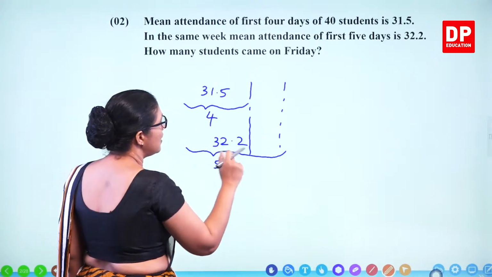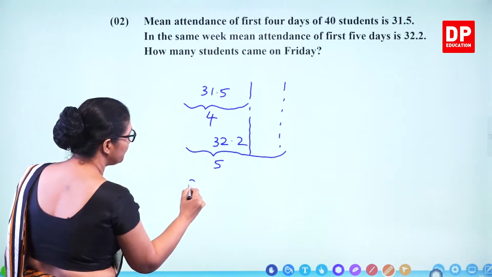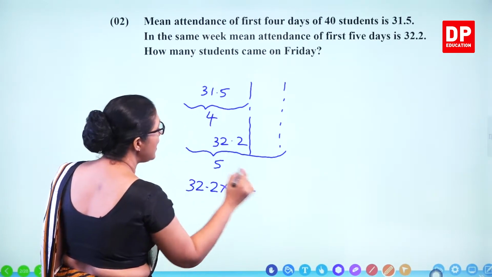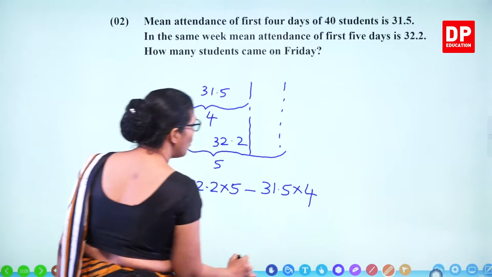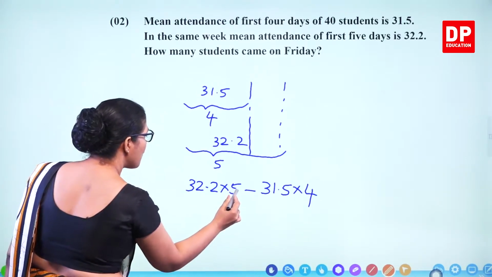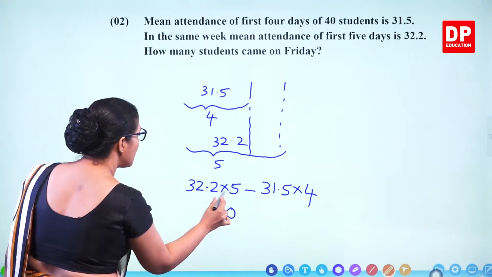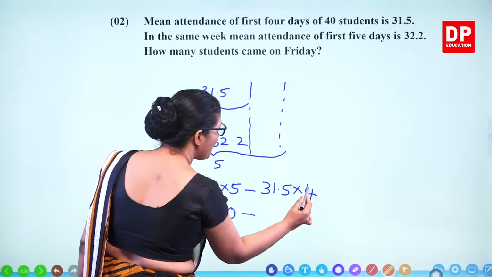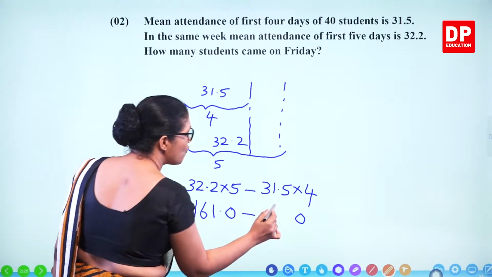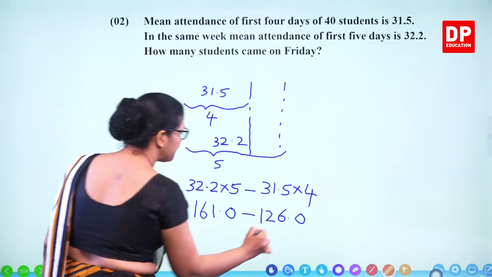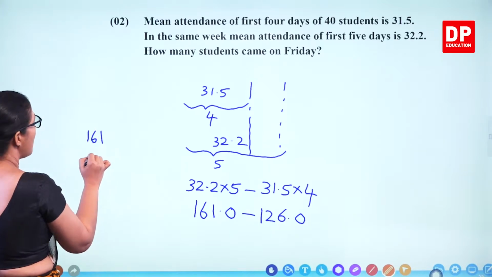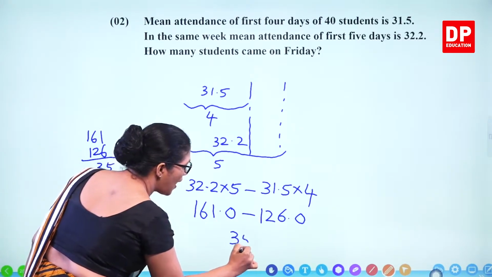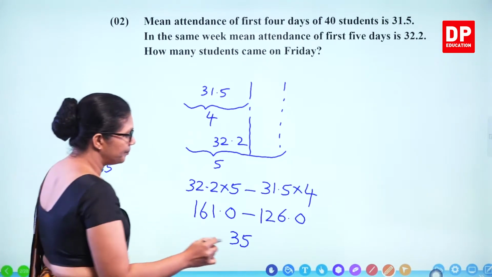So what's the total? 32.2 into 5, that's the total for 5 days. The total for 4 days is 31.5 into 4. We'll multiply by 5 first. 5 times 2, 10. 1 remaining. 5 times 2, 10, 11. 1 remaining. 5 times 3, 15, plus 1, 16. Multiply by 4. 4 times 5, 22 remaining. 4 times 1, 4 plus 2, 6. 4 times 3, 12. Now subtract 161 minus 126. 35. So 35 students came on Friday. So 2 marks for that.